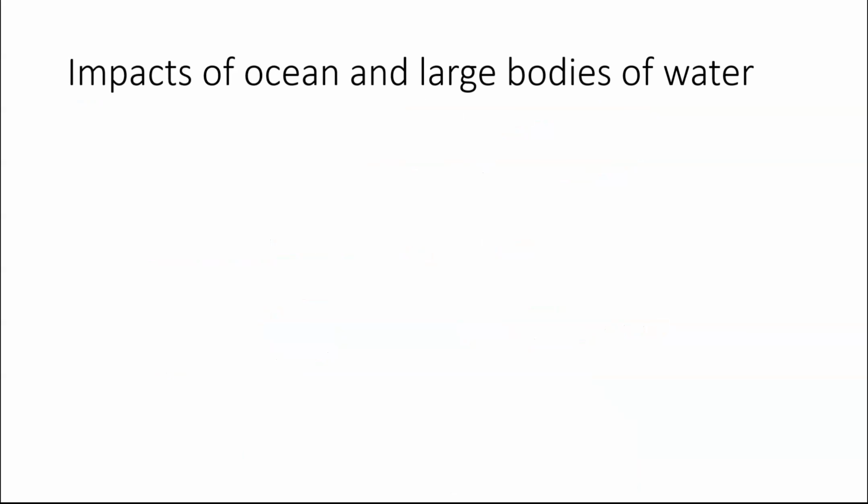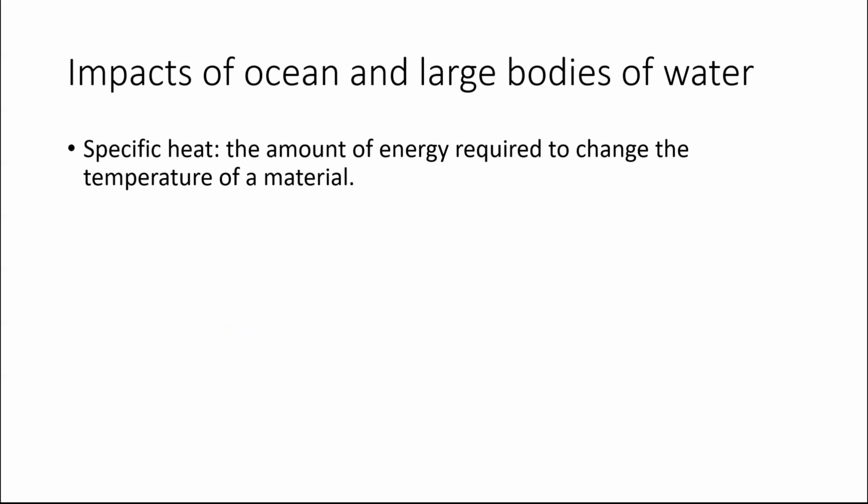So the last topic here we want to talk about is what impact the ocean and large bodies of water play. Now, ocean currents are going to impact the temperature of the ocean, and that's going to, of course, affect the temperature of the air above the ocean and anywhere near it, right? But another really important phenomenon is what we call specific heat. So specific heat refers to how much energy is required to change the temperature of a material, and that's not constant.